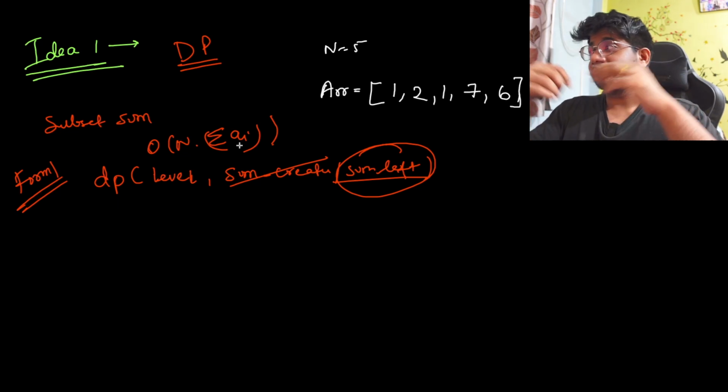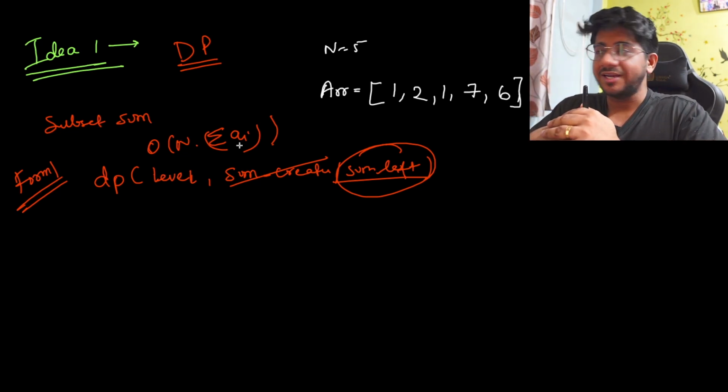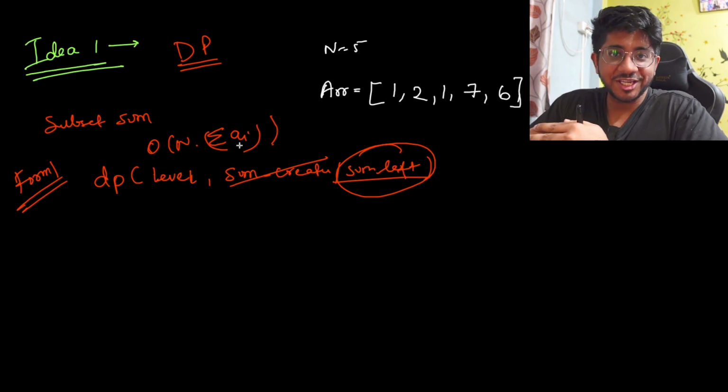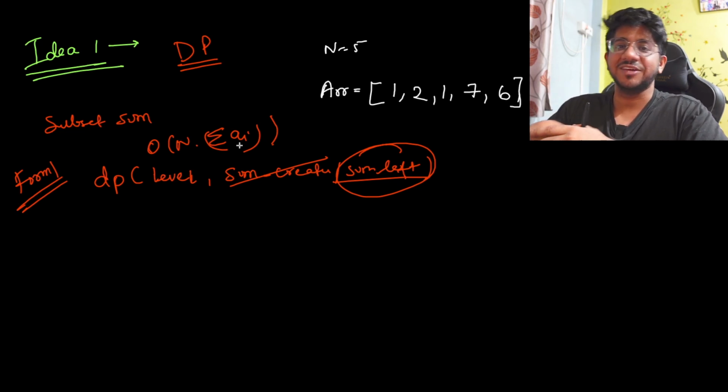But the problem with this is that in the question that we have at hand, the constraints are much, much larger, okay? So I'm assuming that n is up to 10 to the power 5 and A i are up to 10 to the power 9, okay? That's the problem that we are dealing with right now.